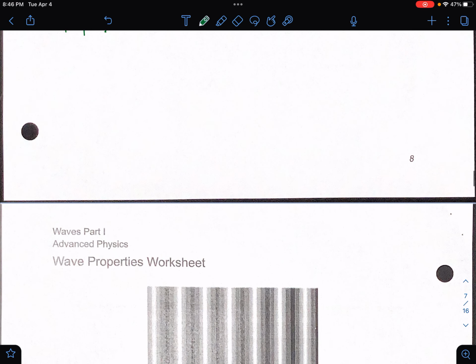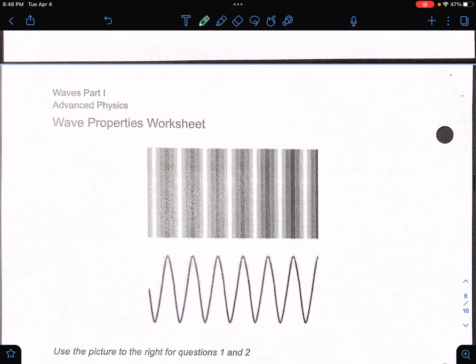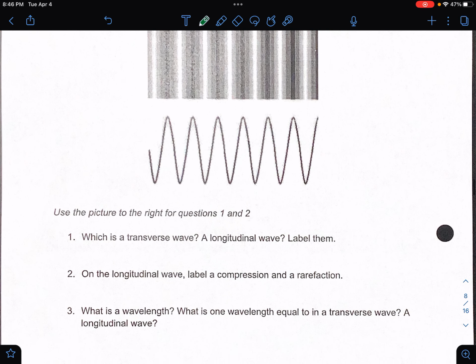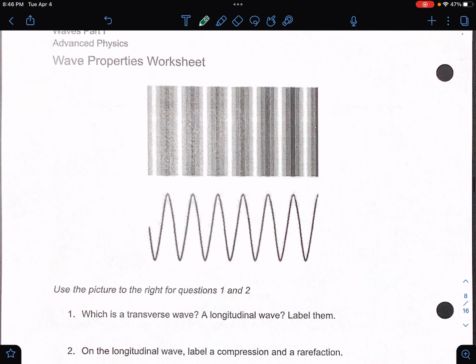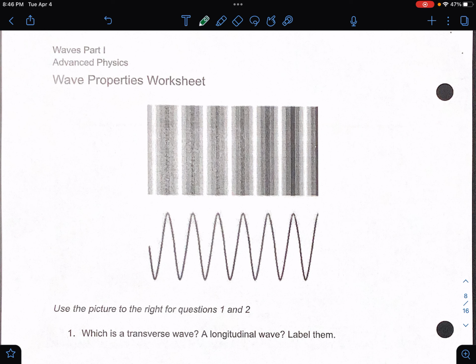Okay, so moving on to the next part. We're going to be labeling this wave. This top one is a compressional wave or a longitudinal wave. Where you see the light parts, that is where there are not many particles. So this little light part is a rarefaction. And where it is dark, that is where they compress, so there are more particles there, so that is called a compression.